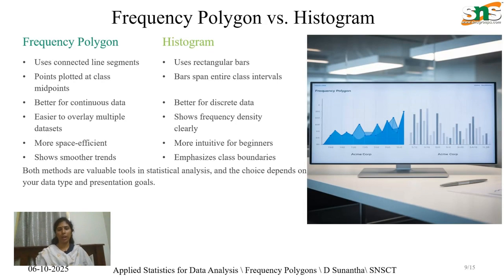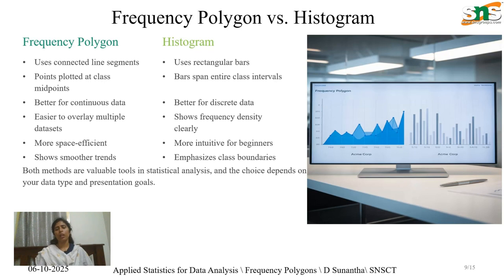So here is the comparison of the frequency polygon with the histogram. In both we are using the same patterns. In the frequency polygon, we use connected line segments, with points plotted at the class midpoints. It is better for continuous data, easier to overlay multiple data sets, more space efficient, and shows smoother trends. Whereas in the histogram, we use rectangular bars to represent data, and these bars span the entire class interval.